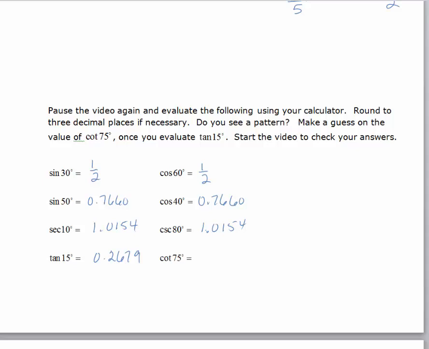And before I evaluate, I want to look for a pattern, and you should have looked for a pattern. What we're noticing is that definitely the values in the first column are the same. So it would be very easy to make a guess on this one just because both are the same. But the pattern I'm looking for is what the pairs of angles have in common. And I hope you notice that they add up to 90 degrees. And so the answer to the cotangent of 75 should be the same as the tangent of 15. 75 and 15 add up to 90 degrees.